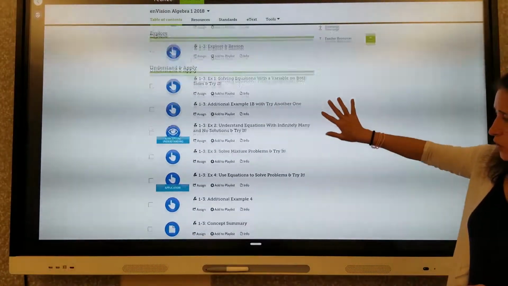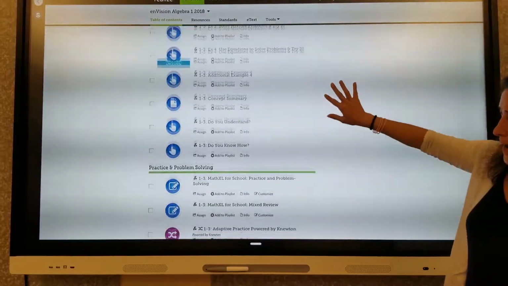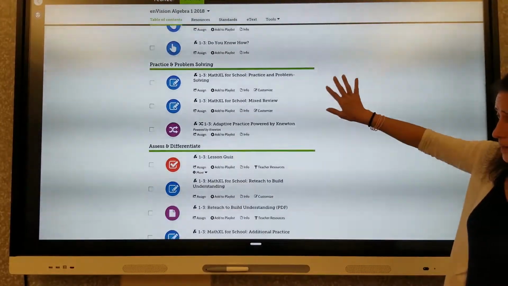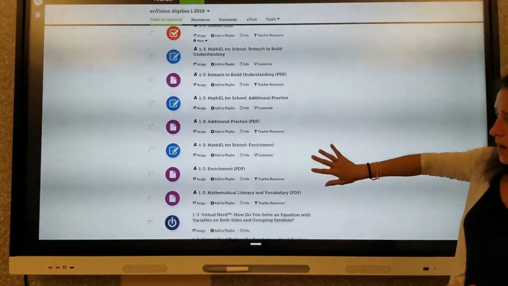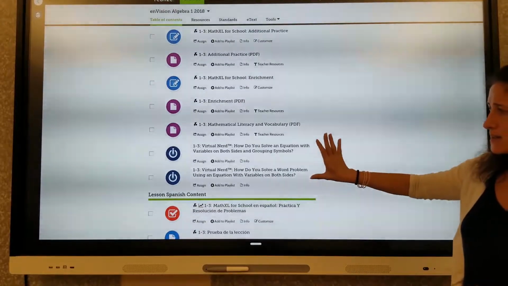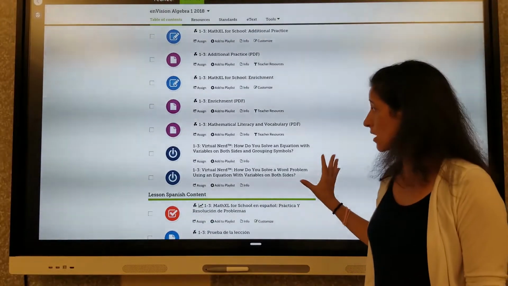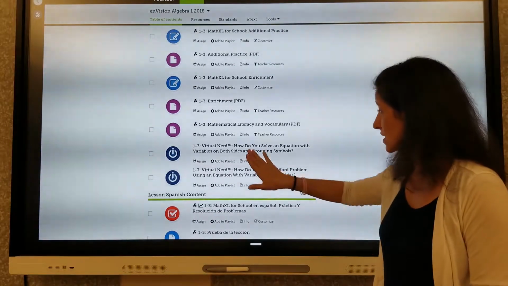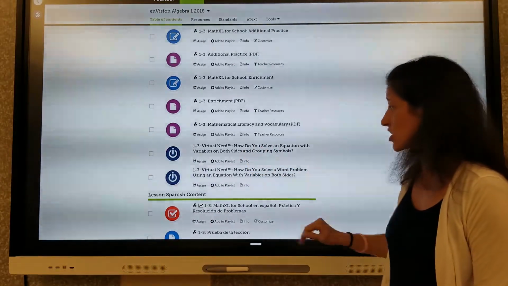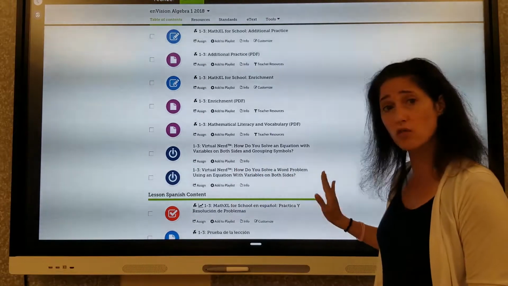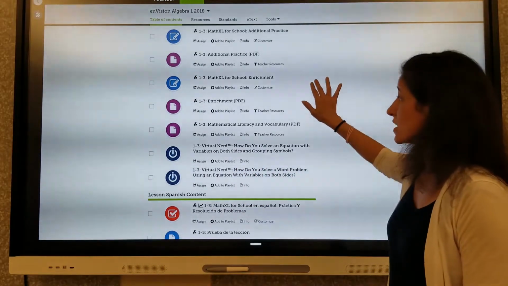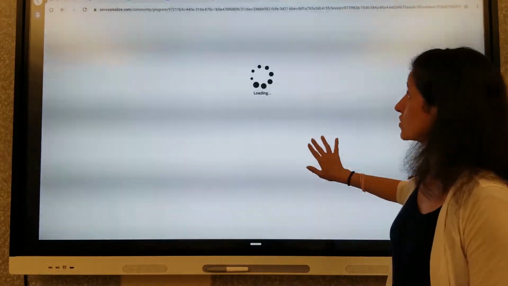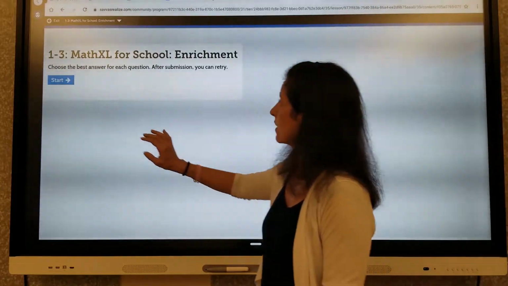Also, if they scroll down past, they can do all of the examples. And at the very bottom of the page, they will have access to some Virtual Nerd videos. These help you do things that are in the lesson. So this one is to help you solve an equation. This is to help you solve word problems. So these are very good tools for the students to use.